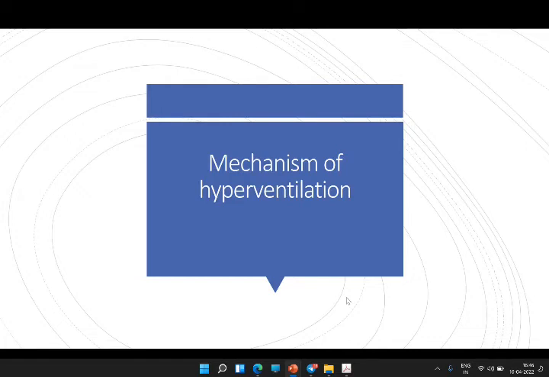Another important point, from an exam point of view, is how the oxygen dissociation curve changes. Because of the initial hyperventilation, the hypocarbia and the respiratory alkalosis, initially there is a leftward shift of the oxygen dissociation curve.